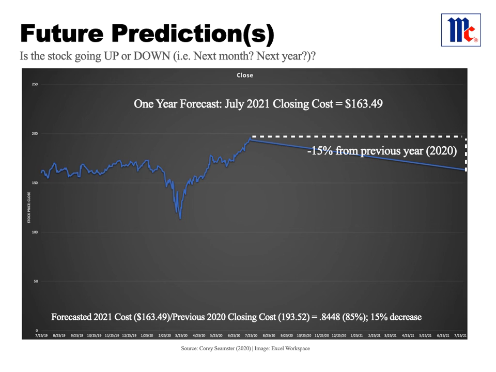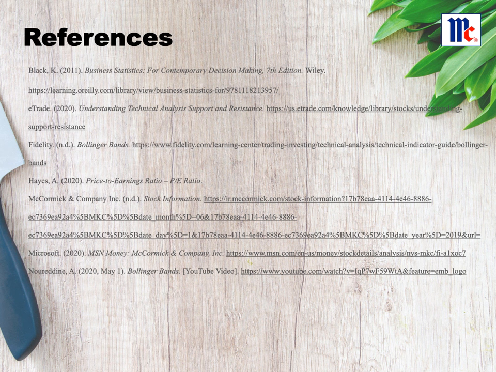Looking ahead for the year, there's a forecast for the July 2021 closing cost to be $163.49. This is a 15% decrease from the previous year. All in all, McCormick is in a great position as a market leader, and using statistical methods can help you gain insights and clarity on your data and your financial information.